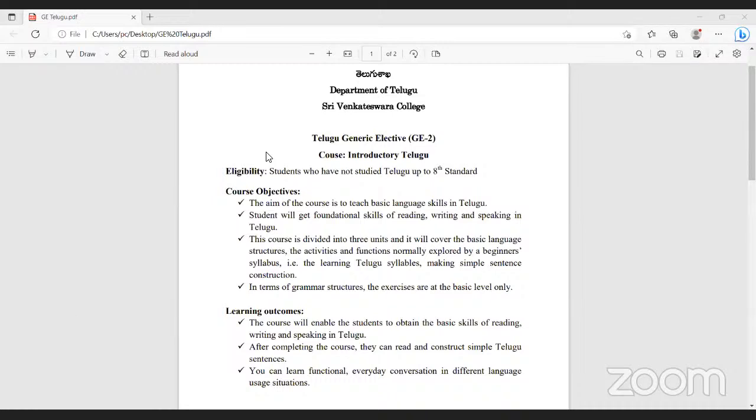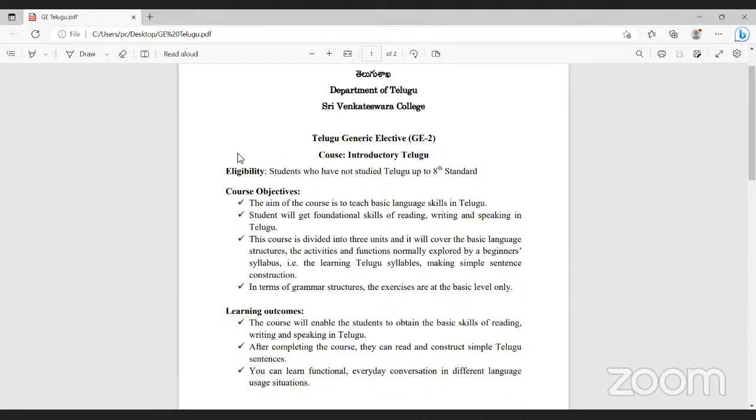This year, the Department of Telugu is going to offer one GE paper, Introductory Telugu. Telugu is the second largest spoken language in India, and it is a classical language. It is useful to non-Telugu students and Telugu students who have not studied their mother tongue in their previous classes. It's a good chance to choose this paper and get a brief knowledge about the Telugu language and culture.